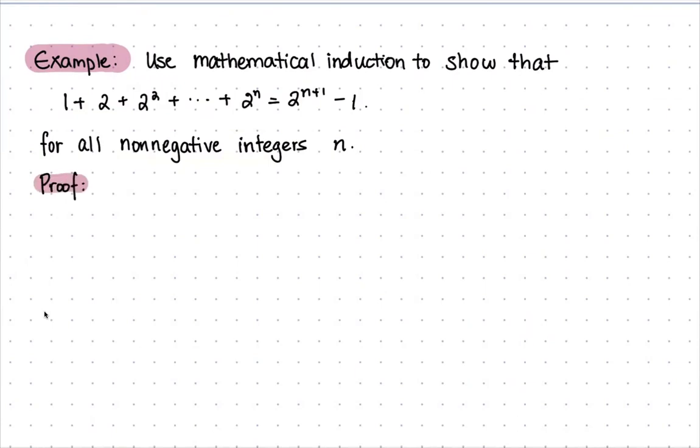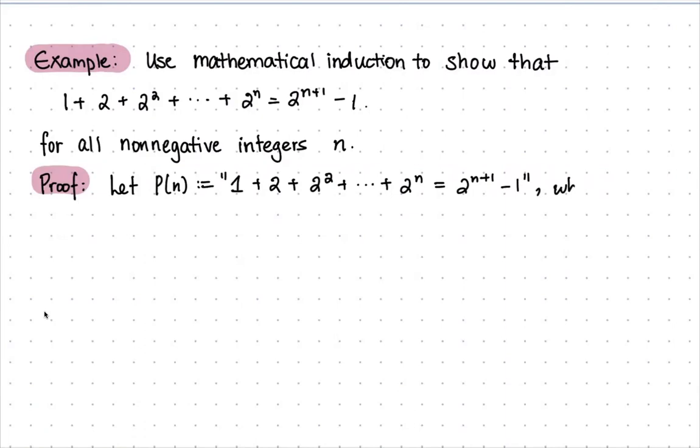So the first thing that we're going to do is let P of n be the propositional function that 1 plus 2 plus 2 squared all the way to 2 to the n is equal to 2 to the n plus 1 minus 1, where n is a non-negative integer.